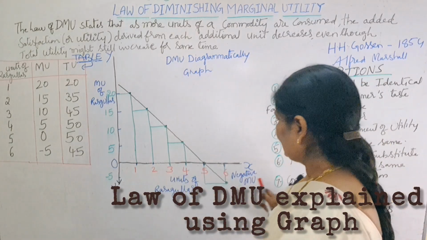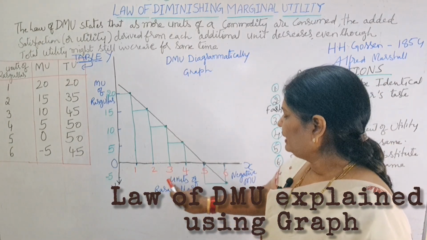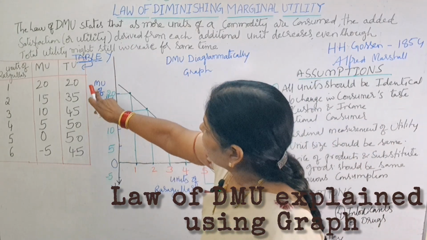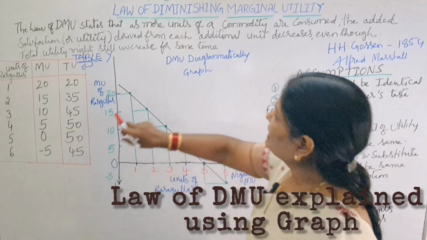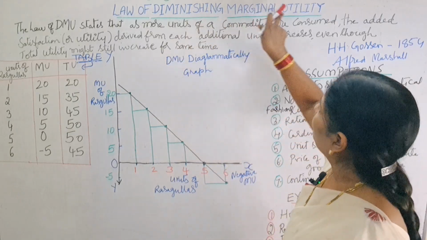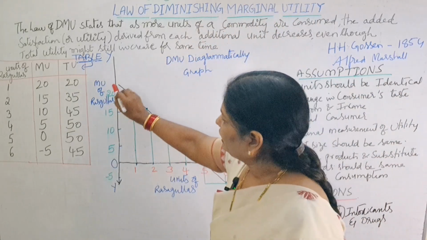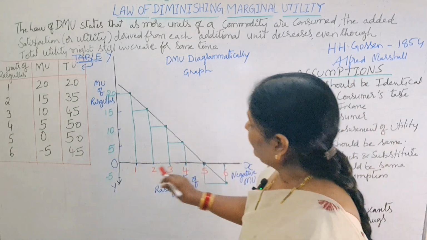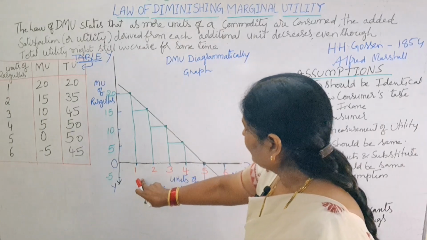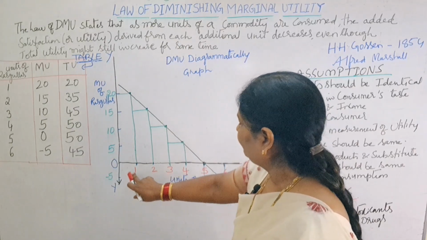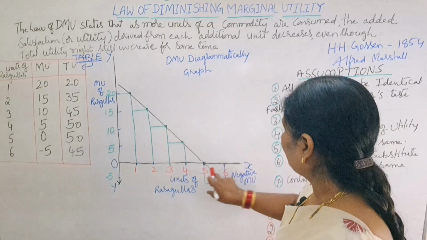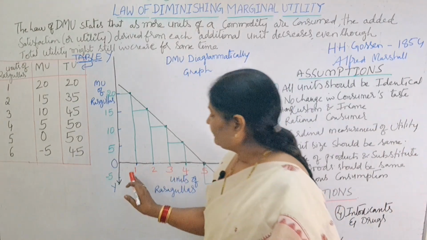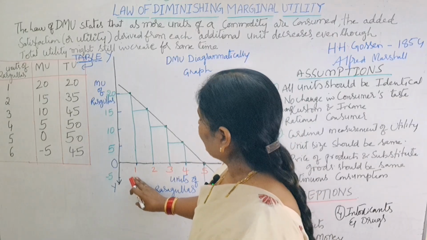See, on the OX axis, what have we taken? Units of rasgullas, right? And on the OY axis, marginal utility of rasgullas. See here, what is our topic? Law of diminishing marginal utility. So that is why we are taking only marginal utility here, right? When we have consumed the first rasgulla, here we are showing 1, 2, 3, 4, 5, 6. We have consumed 6 rasgullas, right?